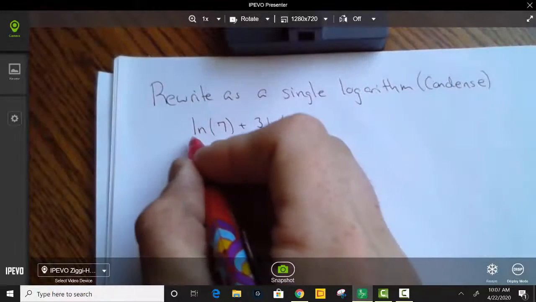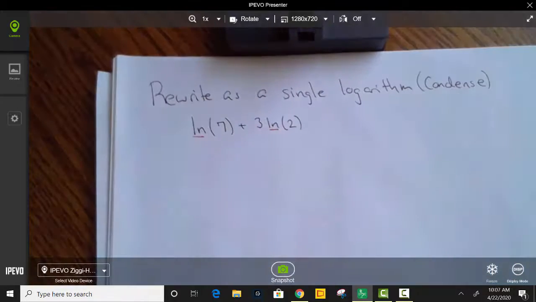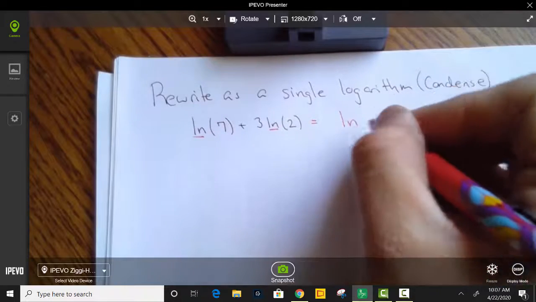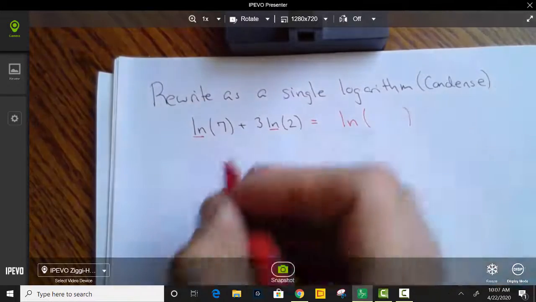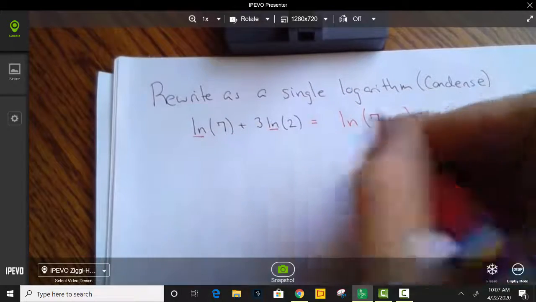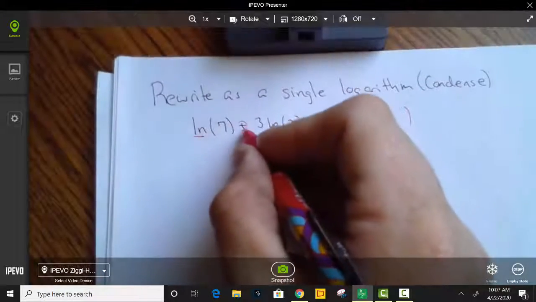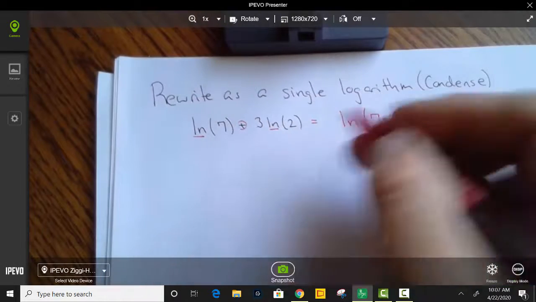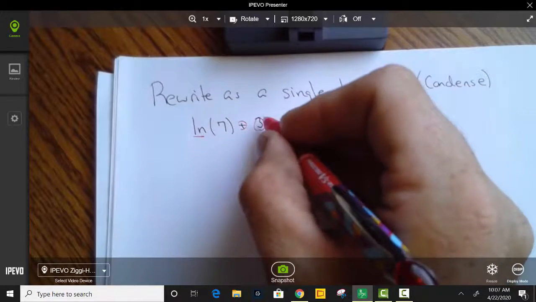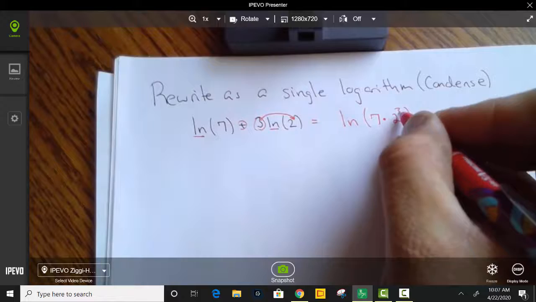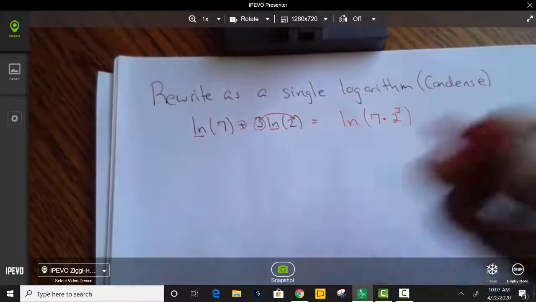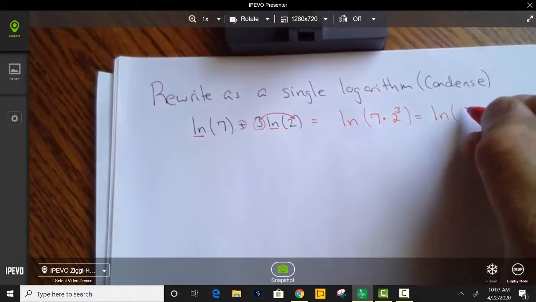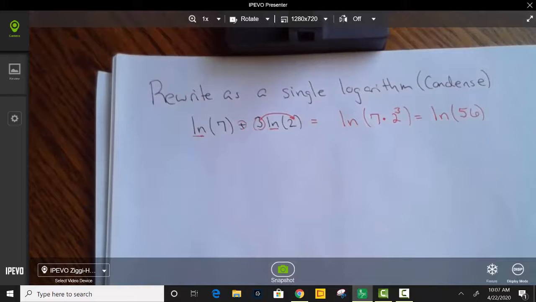Since these are both natural logarithms, which means they're logarithms base e and they have the same base, we can rewrite these as a single logarithm. So this is going to be natural log of 7, and then the plus is going to return back to a multiplication. And we're not timesing by 3, we're timesing by 2. And since this 3 is in front of the logarithm, it returns to being a power. So we can rewrite this as natural log of 7 times 2 to the third, which then can be written as natural log of 56.